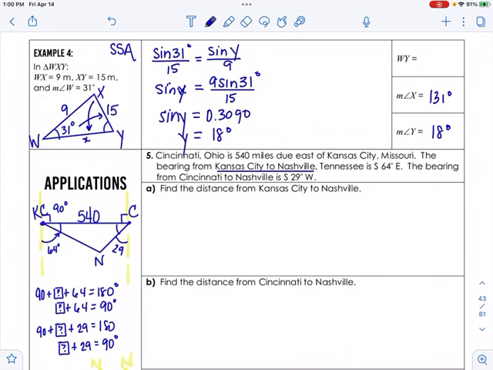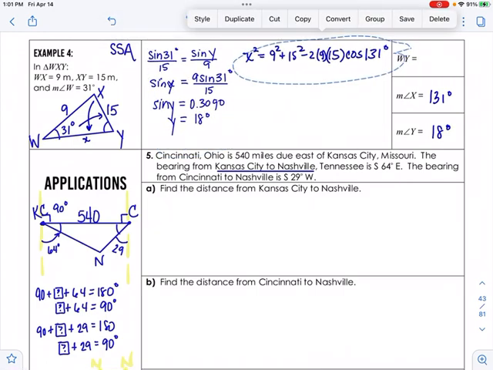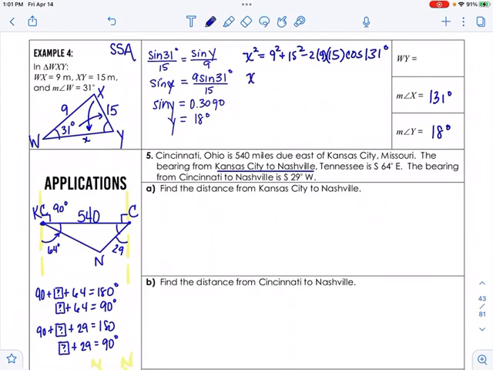So then I'm going to say, all right, x squared is equal to, I'm going to use the other side information then, 9 squared plus 15 squared minus 2 times 9 times 15, and cosine of the angle at x, which is 131. I'm going to scooch this stuff over a little bit. Okay, so I have all my information there. I'm going to solve for x. I'm going to get x squared. You might as well throw that all into a calculator.